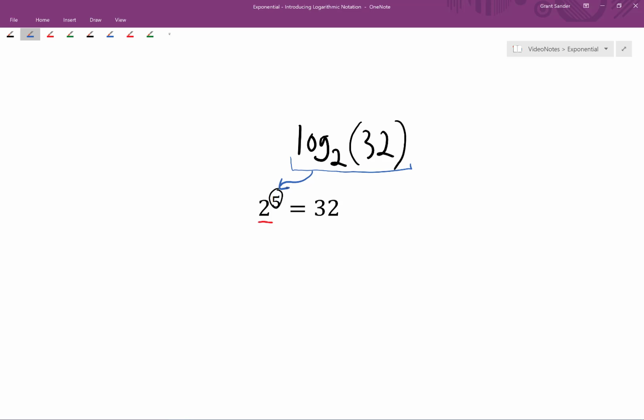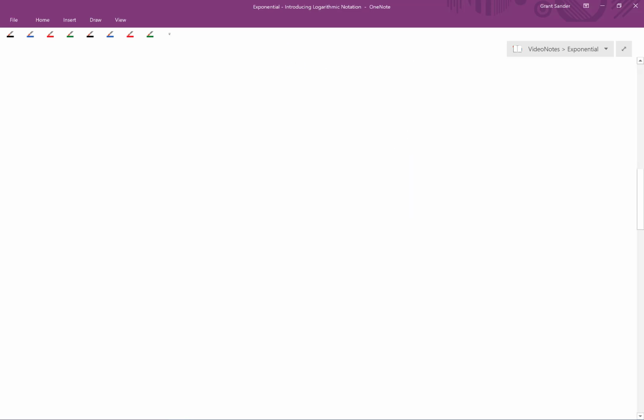Now this might seem like kind of a lot of work. It's easier to write 5 than it is to write log base 2 of 32. But when things get a little more interesting, or we get some harder exponential equations, logarithmic notation does a lot of work for us. So consider the following equation. We have 2 to the x equals 34, and we want to know the value of x, which means we want to know the exponent on a base of 2 needed to produce a result of 34.